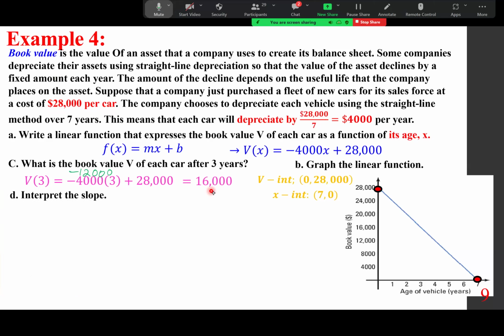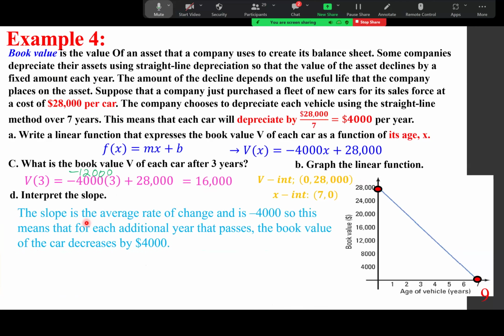Interpret the slope. By the way, I remind you that the y-intercept is the initial value. Okay, that's the interpretation of that. What is the interpretation of the slope? The slope is the average rate of change and is negative 4,000. So this means that for each additional year that passes, the book value of the car decreases by $4,000.